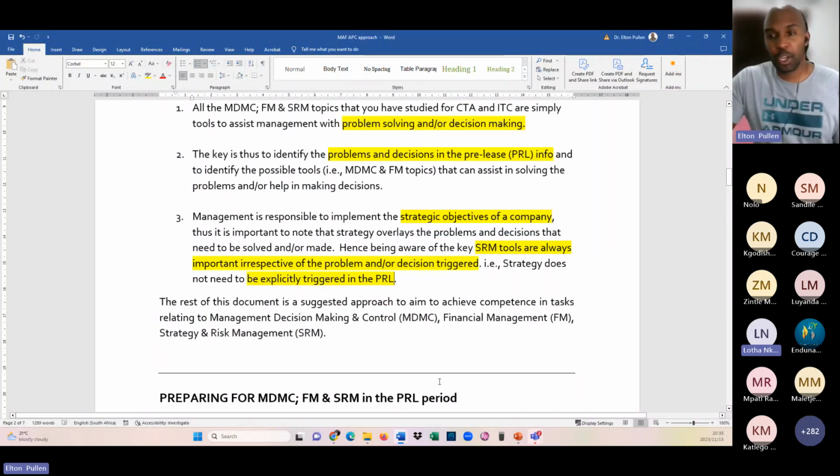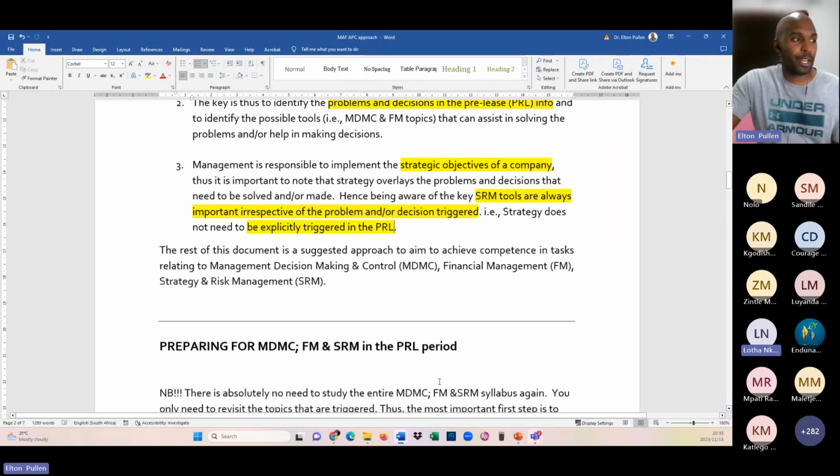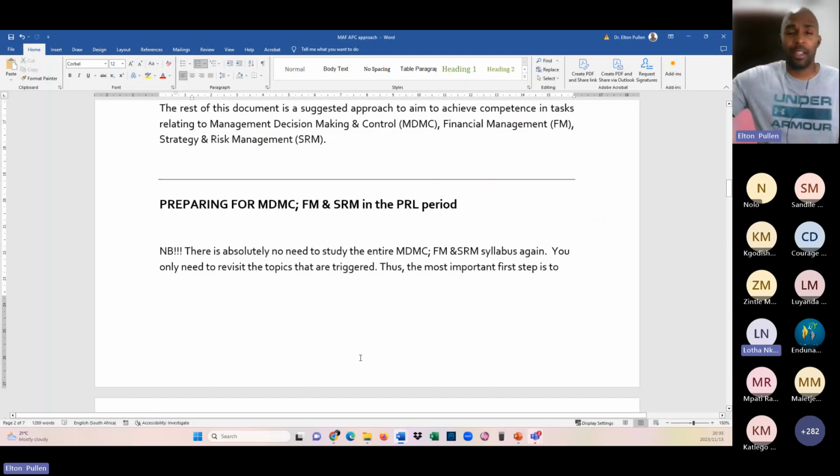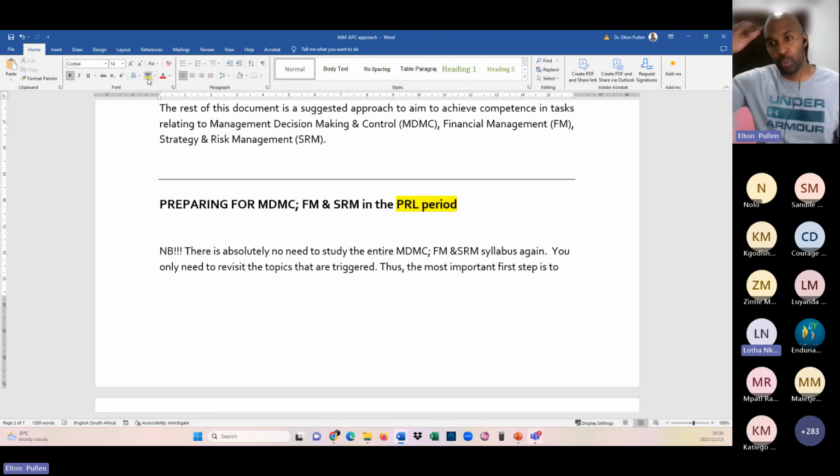So for the rest of this document, we've tried to split it up: let's start with what do I do in the pre-release period to prepare for MAP, and then we're going to talk about what we do in the IOD. Obviously, we don't know what's coming, but hopefully some of the guidelines will help.